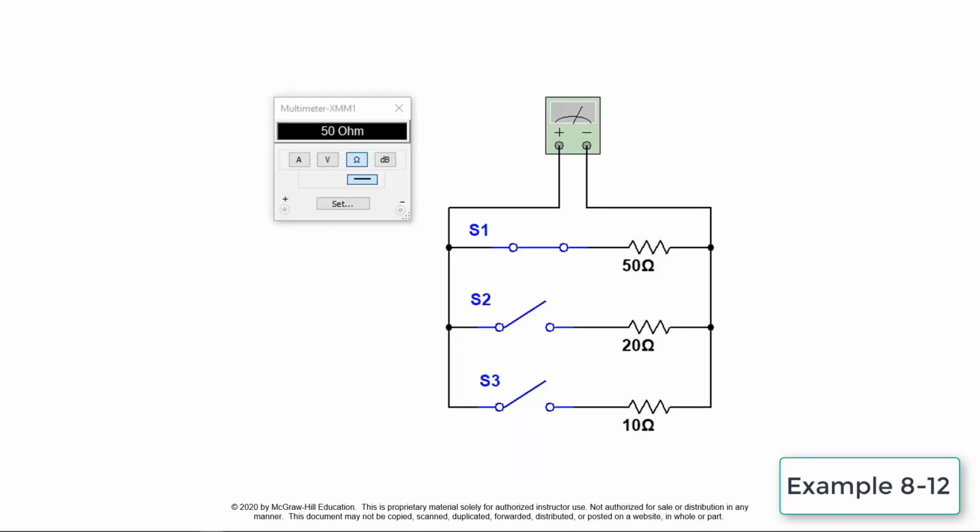This simulates the change in total resistance as additional loads are connected in parallel. As additional loads are connected in parallel, the total resistance of the circuit decreases. The total circuit resistance for each of the simulated operating conditions is calculated using the parallel resistor formula. In this case, the results are 50 ohms, 14.3 ohms, and 5.88 ohms respectively.